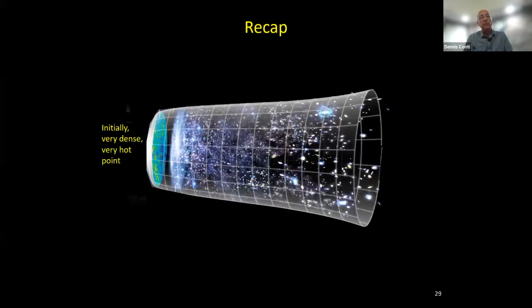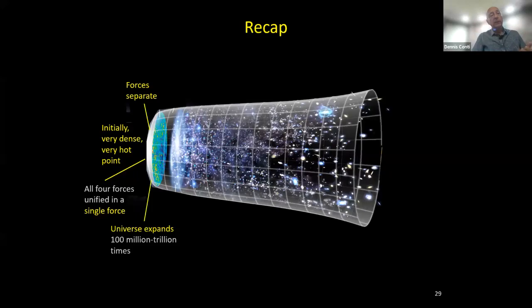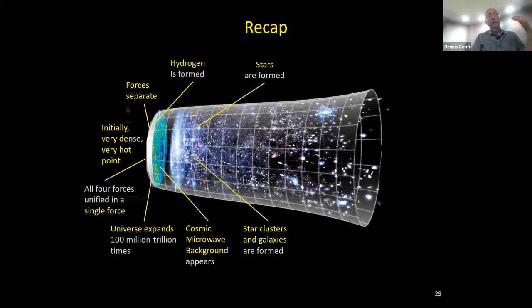So just to recap, going back to our original picture, the universe started as a very dense early point, very hot. All four forces were in a single force. They started separating. The universe expanded. Again, in a zillionth of a second, all of this happened. Hydrogen is formed, light appears, and we see that as the cosmic microwave background. Stars are formed, star clusters, galaxies, dark energy came into being, the universe started accelerating, and here we are today.